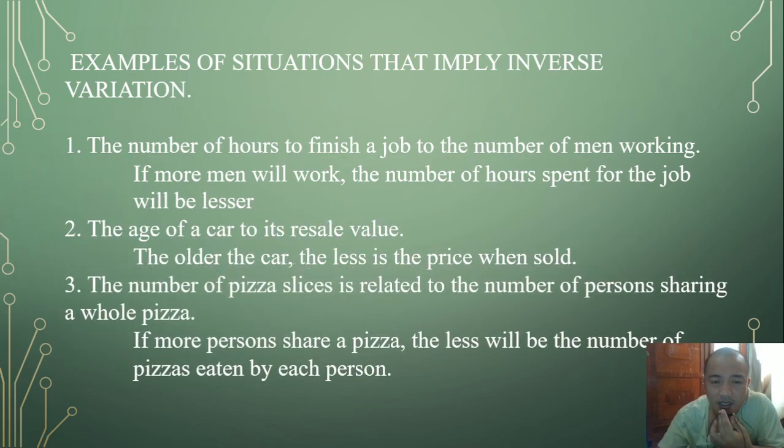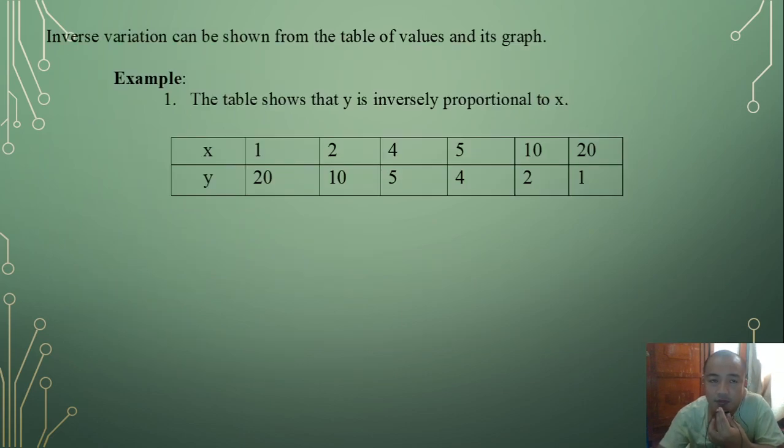The number of pizza slices is related to the number of persons sharing a whole pizza. If more persons share the pizza, the less will be the number of pizza slices eaten by each person. Okay, that's an example of an inverse variation. So inverse variation can be shown from the table of values and its graph.